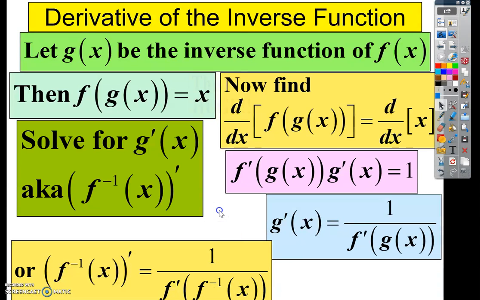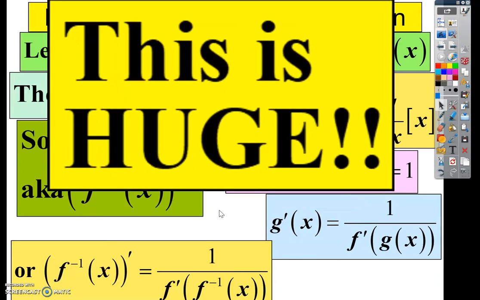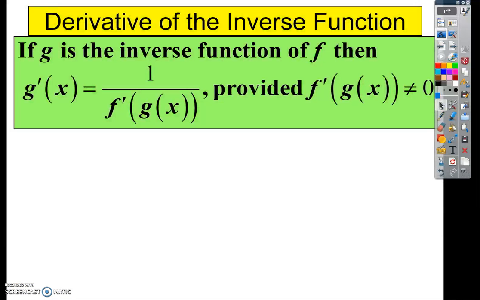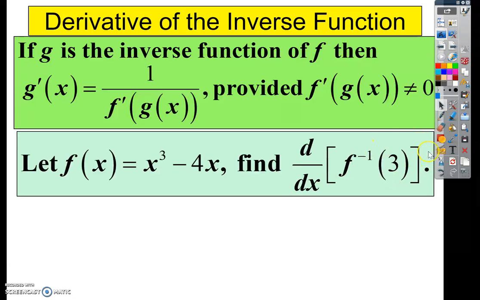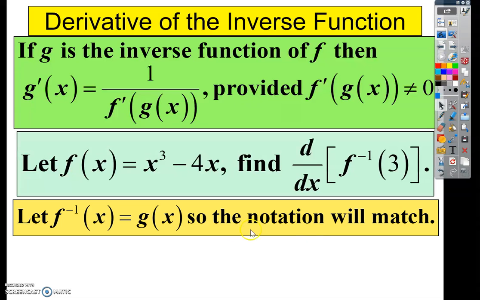So, what does that mean? This is a big deal. It's amazing what this actually does for us. So what we know is that if g is the inverse function of f, then the derivative of the inverse function is equal to 1 over f prime of g of x, provided that that's not 0. So as long as the number we're looking for right here doesn't equal 0, we're all set.